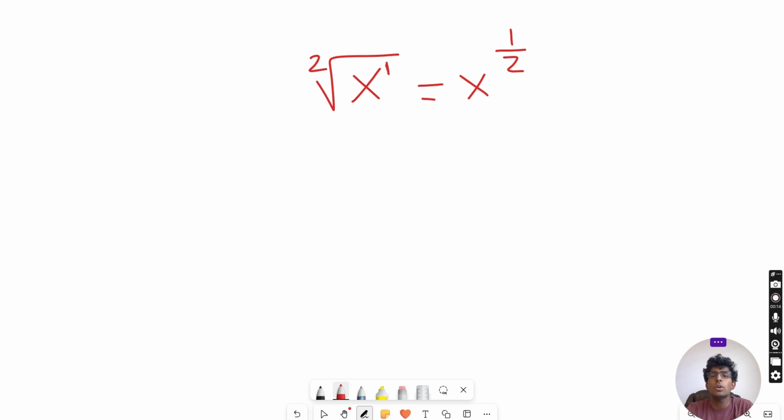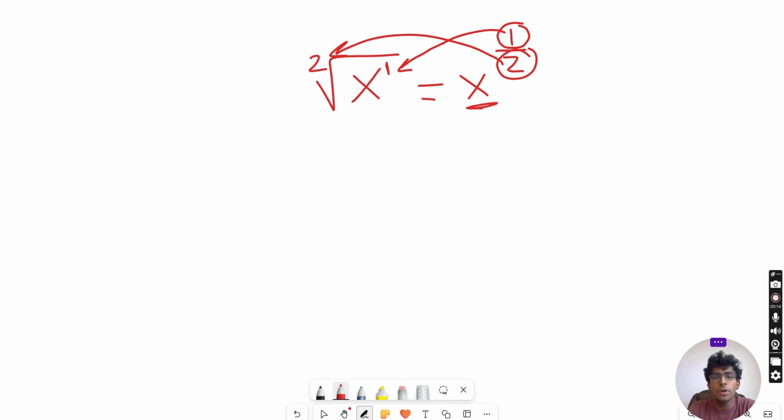So this is how we convert. The denominator of the fractional exponent is your index of the root, and the numerator of the fraction is going to be the actual exponent that your base is raised to inside the radical.